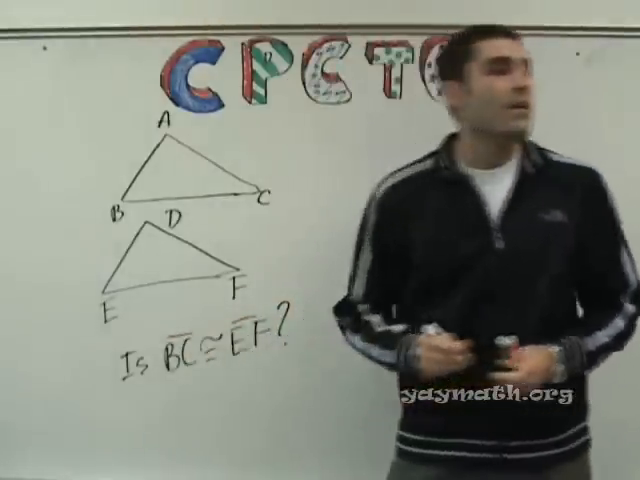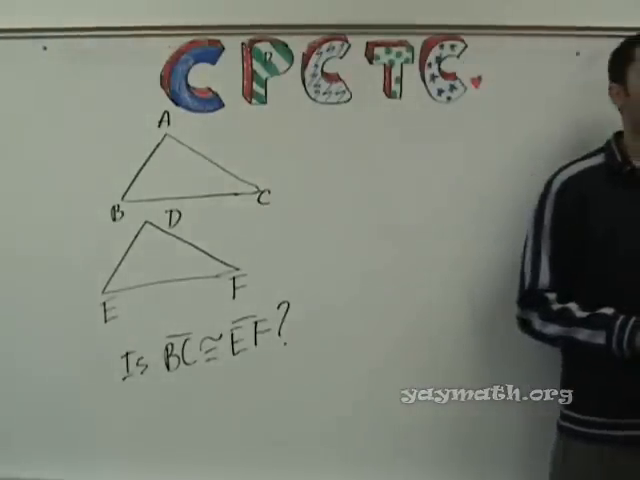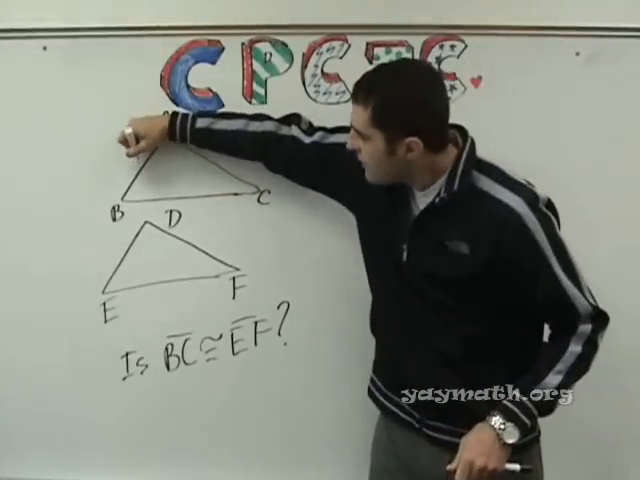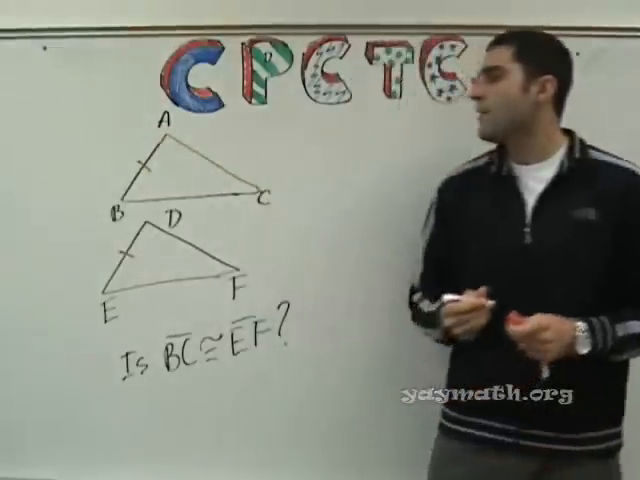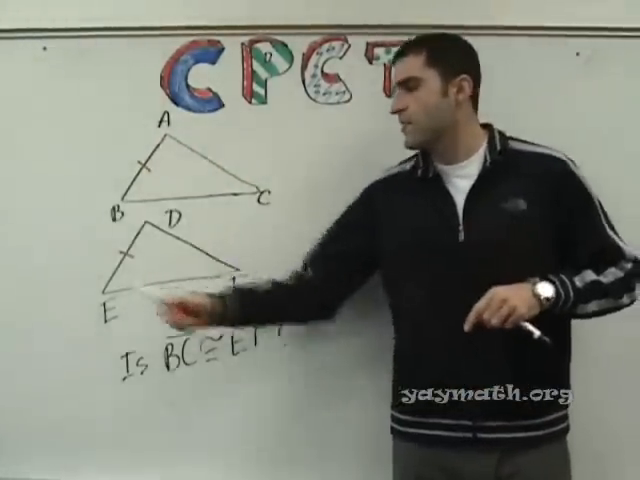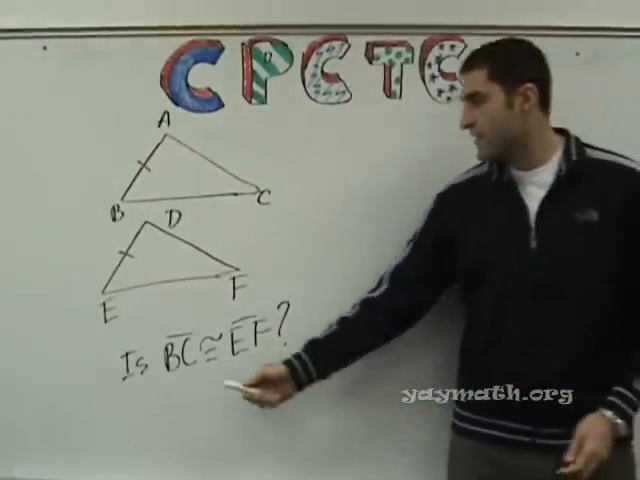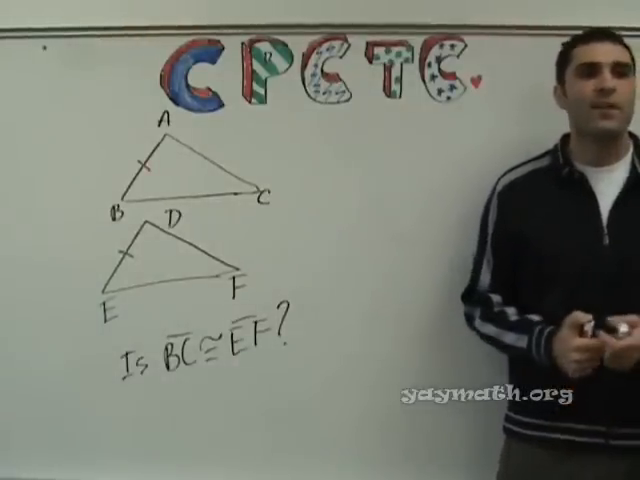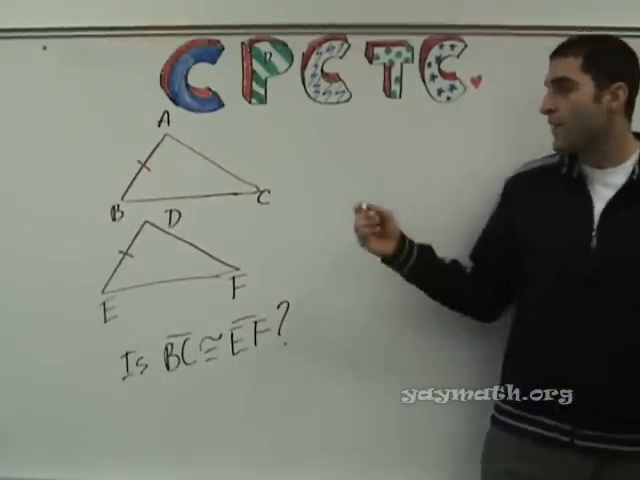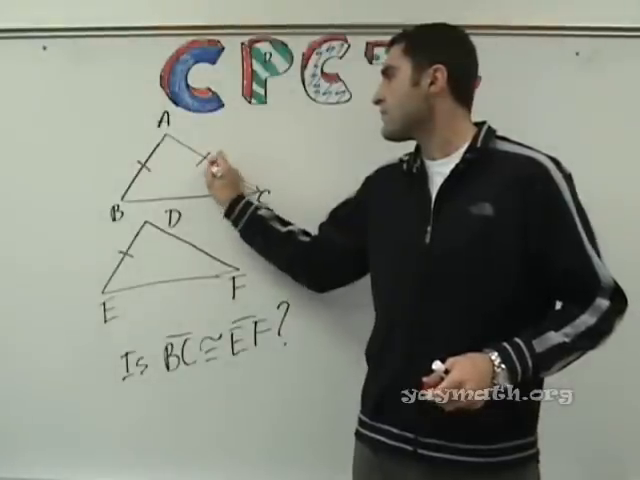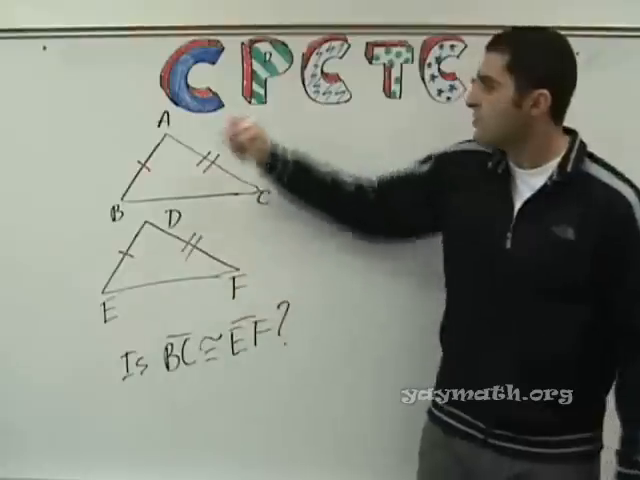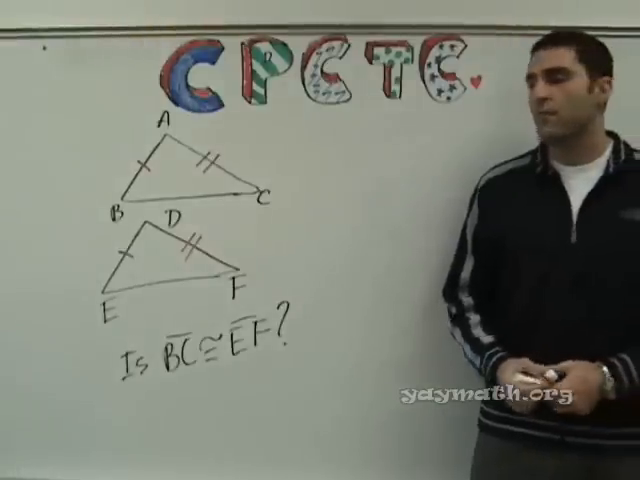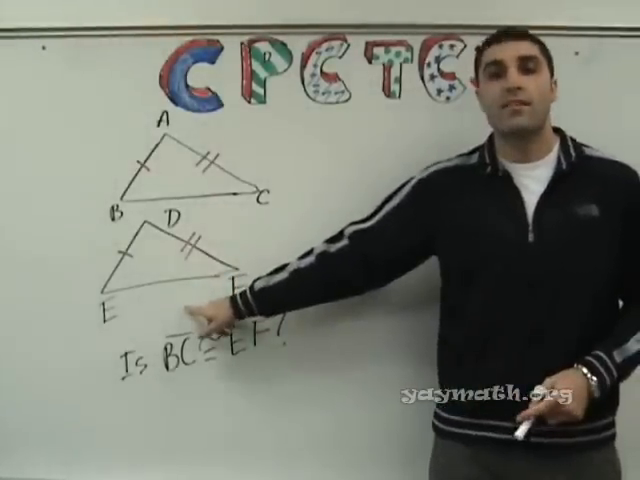Okay, so let me ask you this. Now, we're assuming that AB is congruent to DE. Now, is BC congruent to EF? No, we don't know that. It's not enough. Okay, what if I said this? Now let's assume AC is congruent to DF. Now do we have enough information to say that these bottom lines are the same as well?